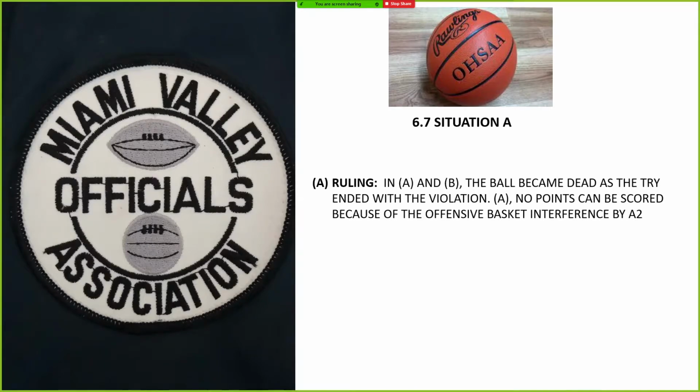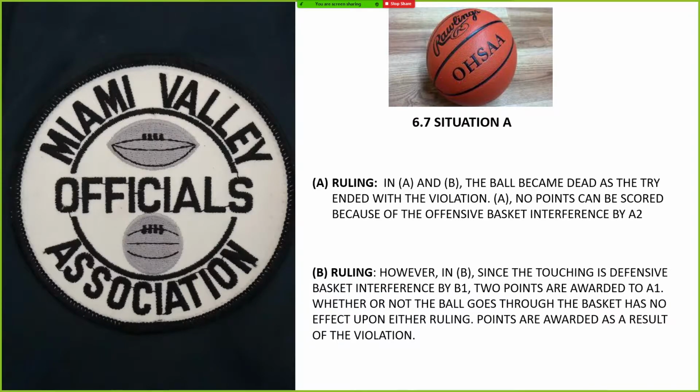6.7 situation A. Ruling. In A and B, the ball becomes dead as the try ended for the violation. A. No points can be scored because of the offensive interference by A2. B ruling. However, in B, since the touching is defensive basket interference by B1, 2 points are awarded to A1. Whether or not the ball goes through the basket has no effect upon either ruling. Points are awarded as a result of the violation.